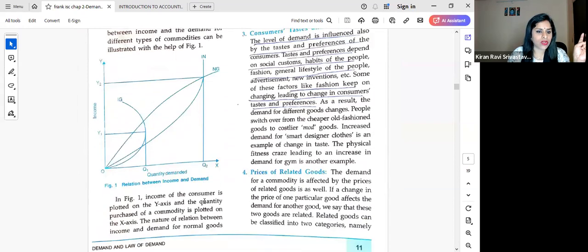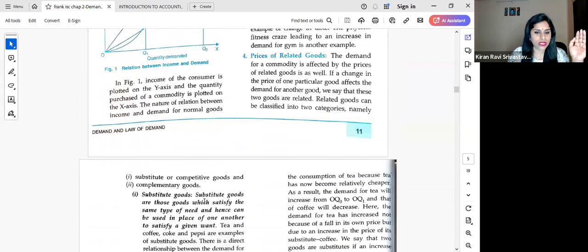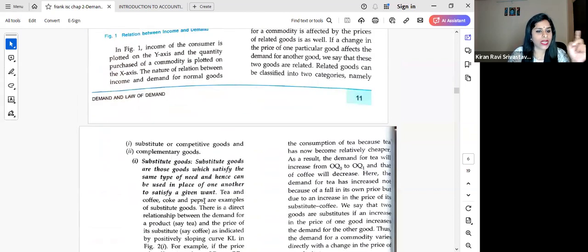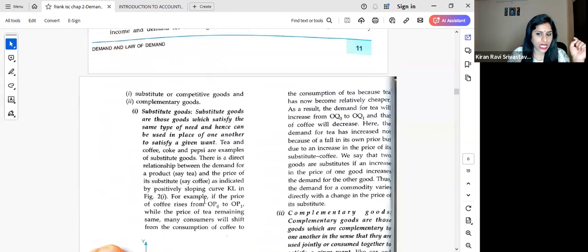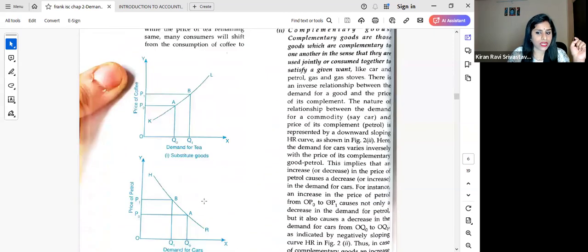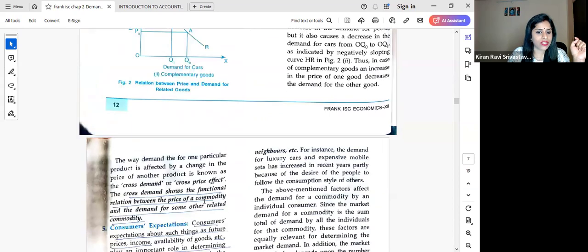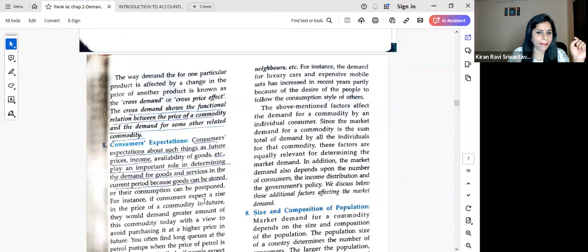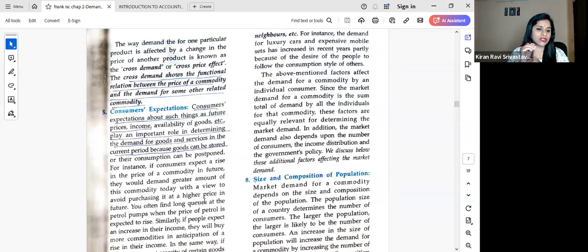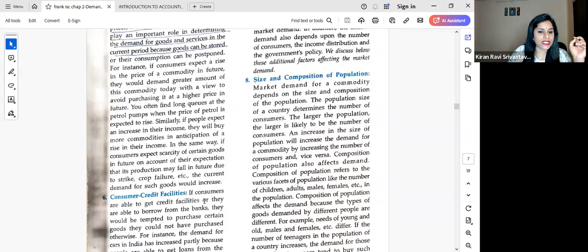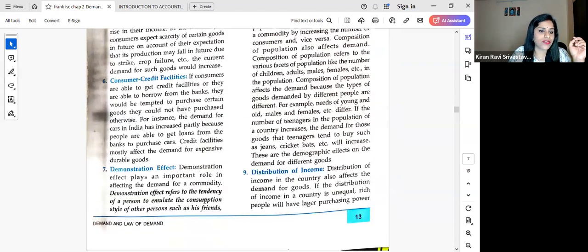Then the fourth one we saw was the price of related goods. Under this, we saw 2 types of goods: substitute goods and complementary goods. And the fifth one was consumers' expectations, how they lead to an increase or decrease in the quantity demanded. So today we are going to start with the sixth one, that is consumers' credit facilities.